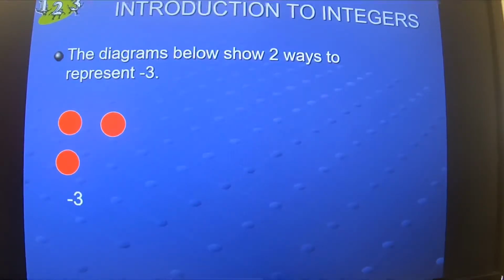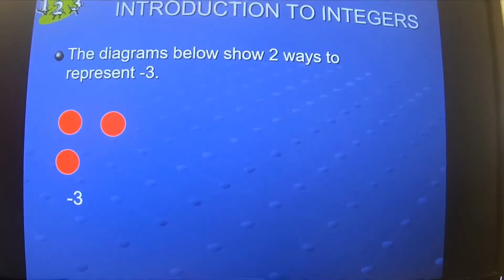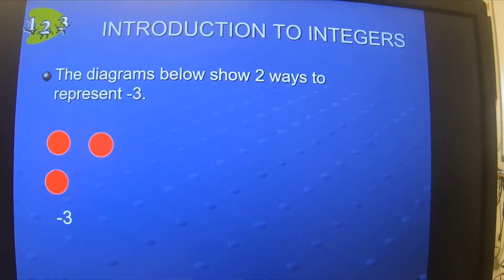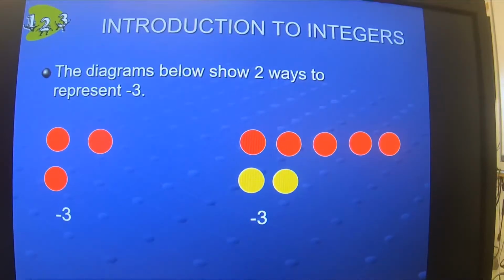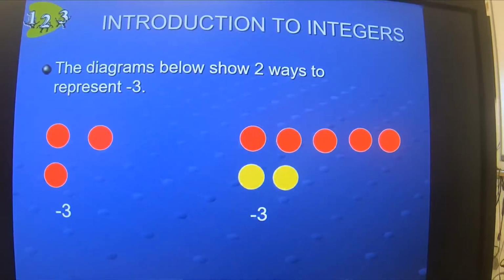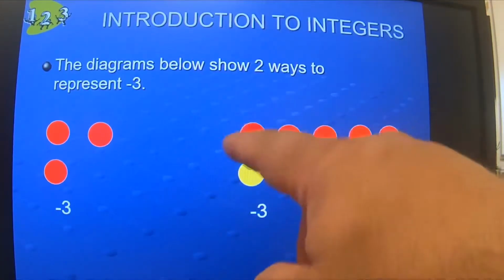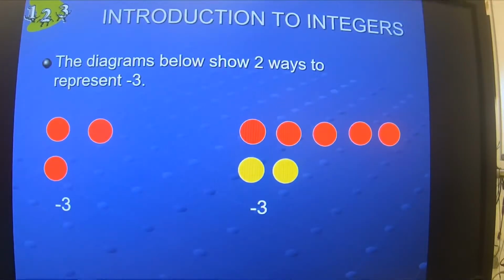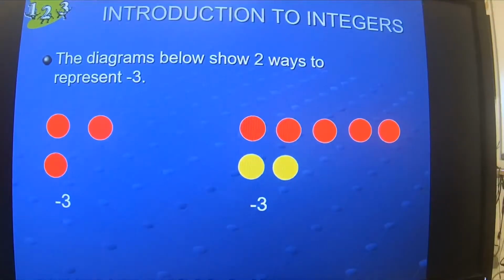Now, if we were in class, I would say, okay, what is another way we could show negative 3? Because there are other ways that we can show negative 3 without just putting down 3 negative chips. Now, this is obviously the easiest way to do it, but I could also do it like this. What's happening here is we have 5 negative chips and 2 positive chips. The 2 positive chips and 2 of the negative chips cancel each other out. These are what we call zero pairs, okay? They cancel each other out. So because they cancel each other out, what's left is 3 negative chips, or negative 3.